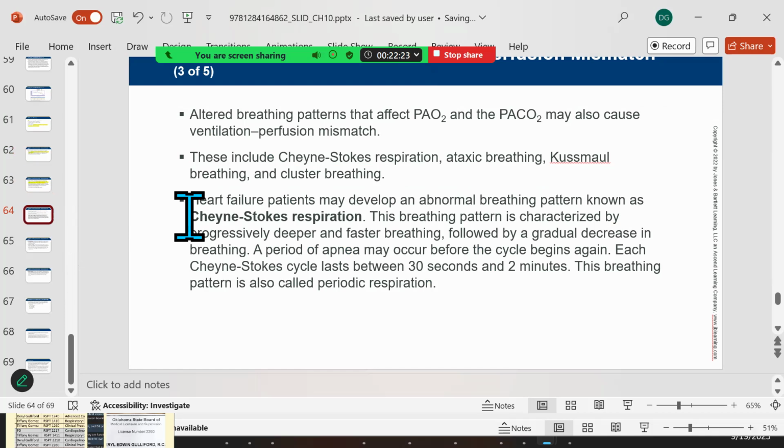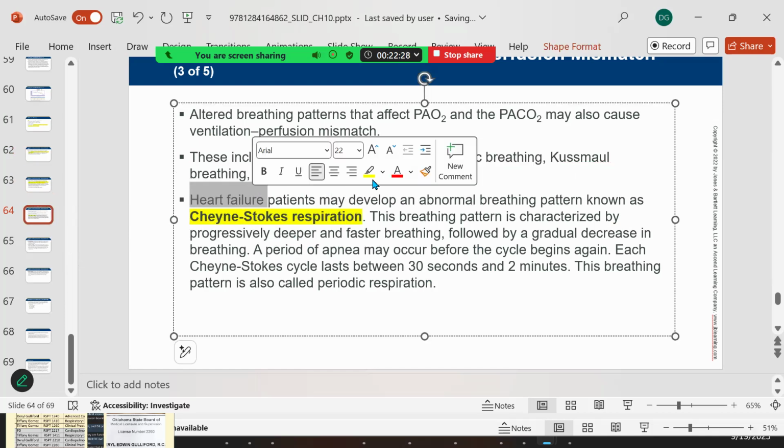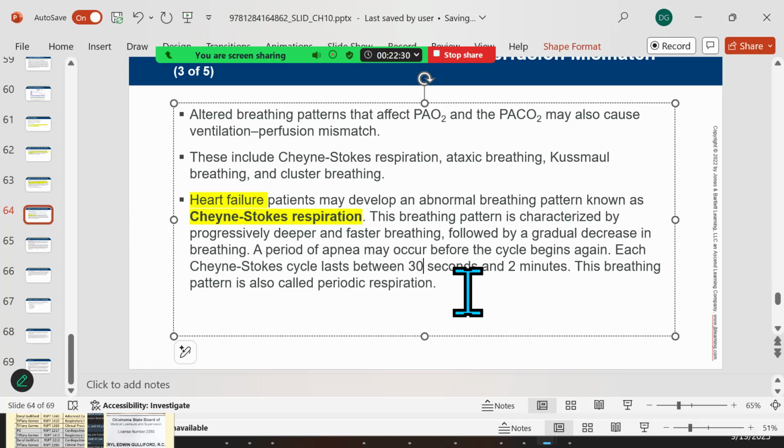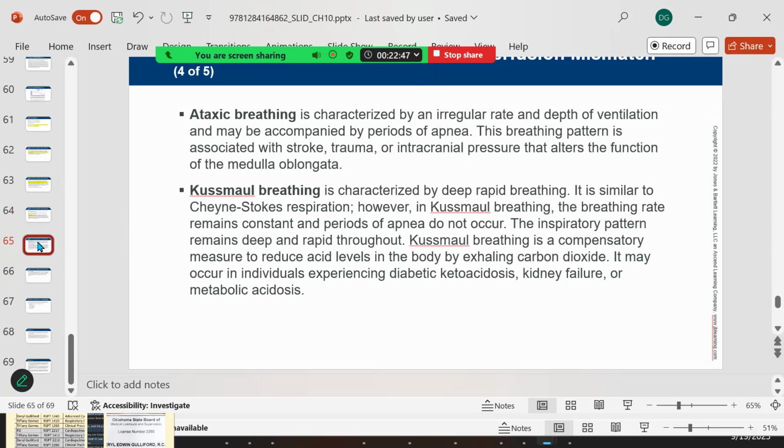Cheyne-Stokes respiration, heart failure is the number one reason that happens. This is the rapidly increasing and decreasing ventilation, which we showed you a picture of earlier. And the cycle lasts typically 30 seconds to 2 minutes. Breathing gradually increases, then gradually decreases, and then there usually is a short pause before the cycle starts again.